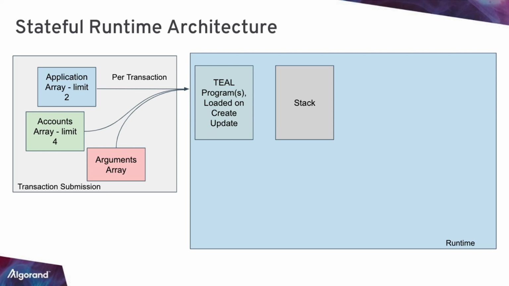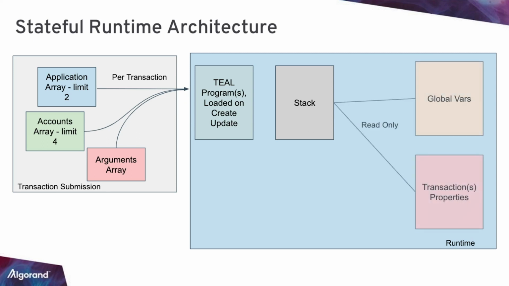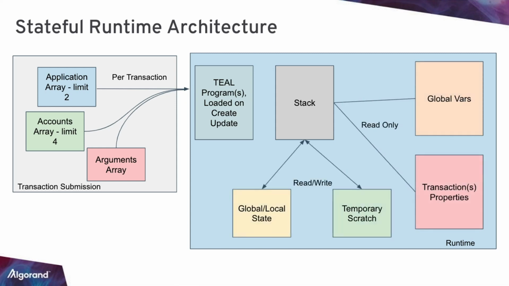But then we have a stack, same way, process one line at a time, access to global variables and transaction properties, much like stateless. But in addition, it can read and write global and local state. Now, if you're using the application array, you can actually read global state from other contracts. And with the accounts array, you can read local state from other contracts as well as your own. So I'll show you a little bit about that later. But those two arrays are very important when understanding how things work in your program. So I'll show plenty of examples of that shortly.